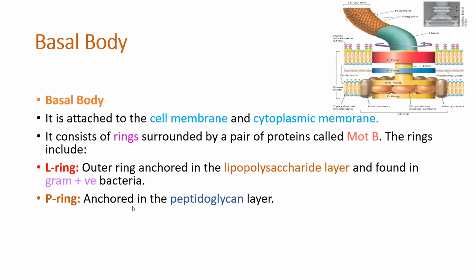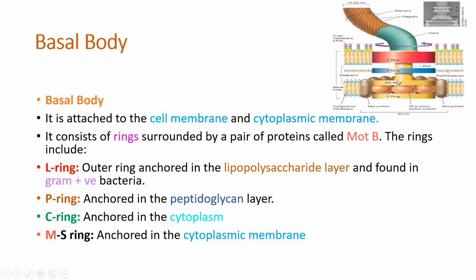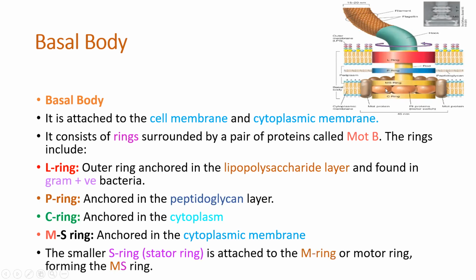Next one is the P ring. This is the P ring. This is also made up of a peptidoglycan layer. Next one, C ring. The C ring is also made up of proteins anchored in the cytoplasm layer. Next, this is the MS ring. Both are mixed, motor ring and small ring. The smaller ring is attached to the M ring, forming the MS ring. L ring, P ring, MS ring, C ring: these are called the basal body structure parts. Okay. Next one, filament.